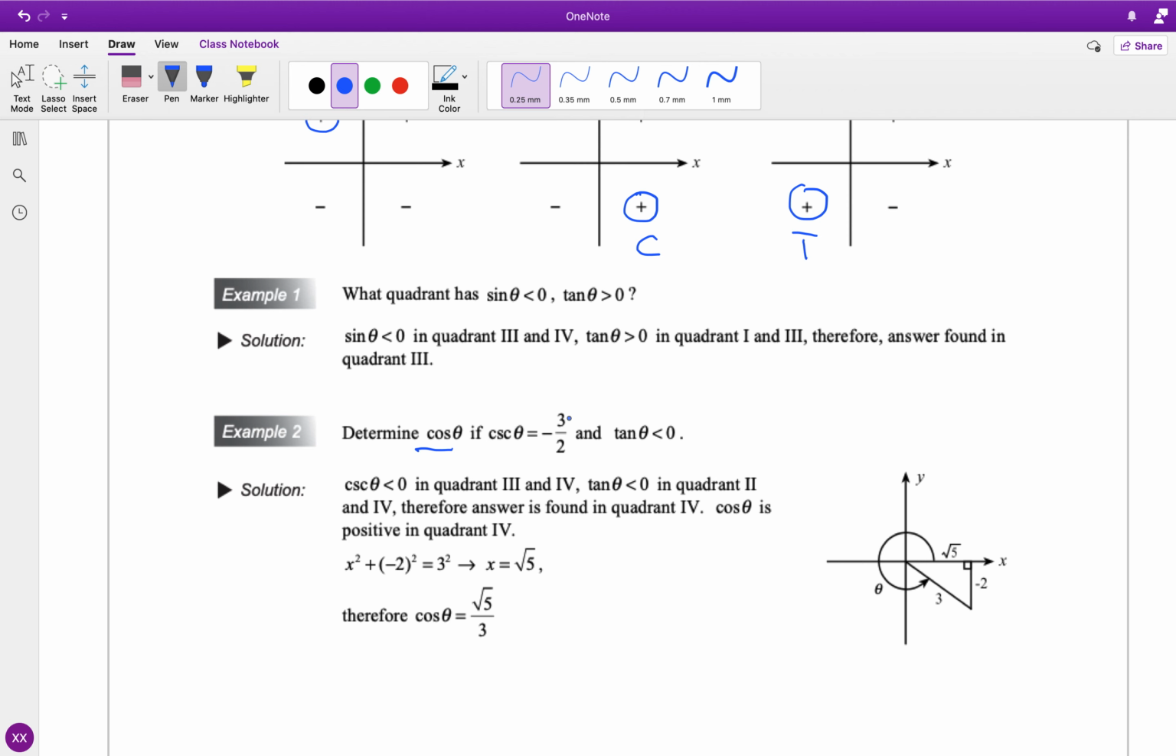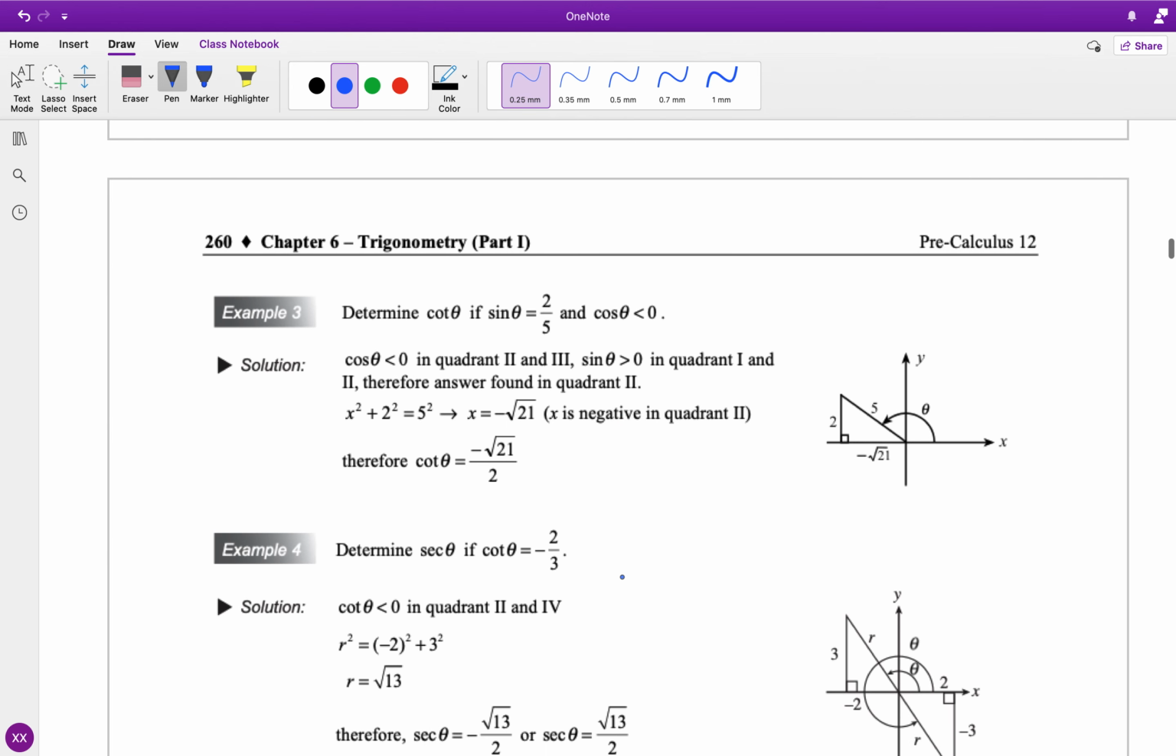That means you know that this should be in whatever quadrant, because it's also telling you tangent is smaller than 0. And the most important thing is that you need to figure out the r, and that's about it, okay? So determine this again.